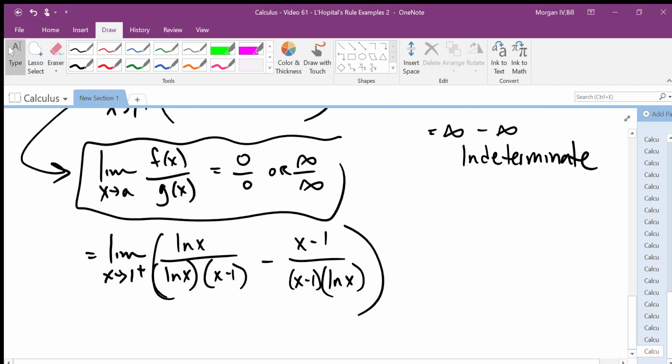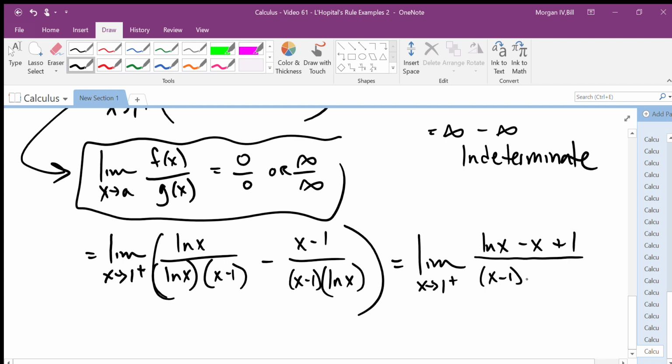Okay, now let's go ahead and put those fractions together to get the limit as x goes to 1 from the right of the natural log of x minus x plus 1 over x minus 1 times the natural log of x. So it's the limit of that whole thing.